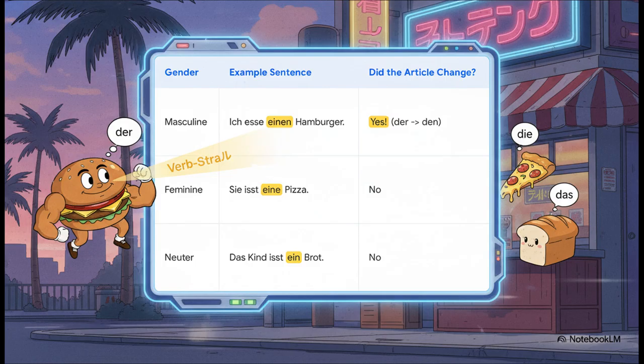And this table just makes it crystal clear. Just look right down that last column. You see a big yes for the masculine hamburger, because der changes to den, or ein to einen. But for the feminine pizza and the neuter bread, it's a no. The articles stay exactly the same. This is the entire system, right here in one picture.